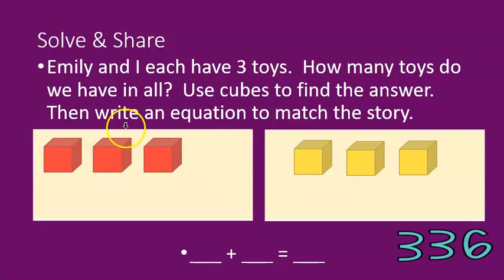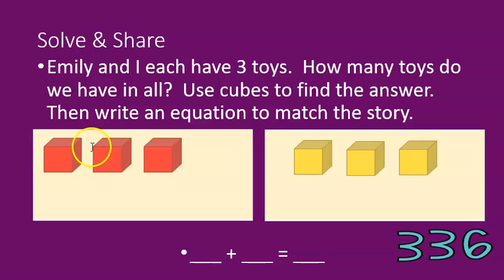Now, you can see, boys and girls, here is Emily's rectangle. This is I's rectangle. Each of them have 3 toys. Now it says, how many toys do we have in all? All is referring to this here. We gotta have an answer to find out what all is. Now, boys and girls, how many cubes does Emily have here? How many toys?